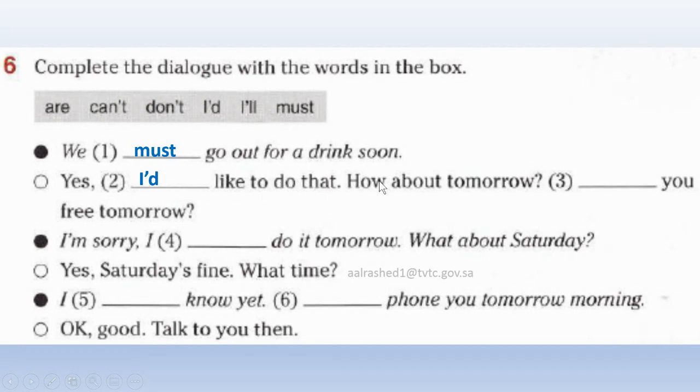Okay, how about tomorrow? Are you free tomorrow? Okay, so here we have a question and we don't have a verb. There is no verb, so directly I would write "are." Why? Because I'm asking about something or a sentence that does not have a verb. As a result of that, I used "are." I'm sorry. Directly, once you see "sorry," this sentence has a negative meaning, so one of these should be applied.